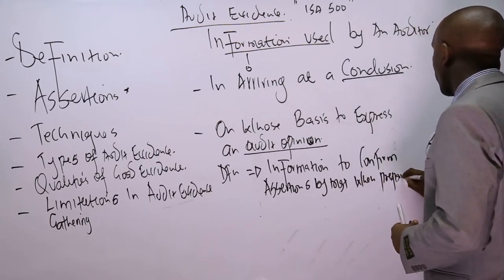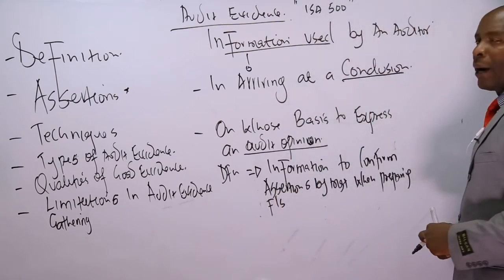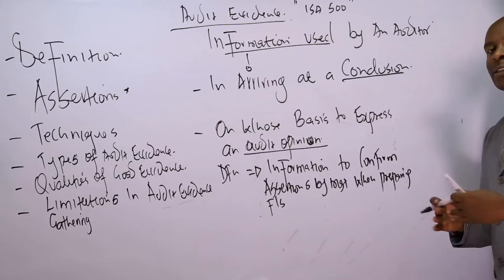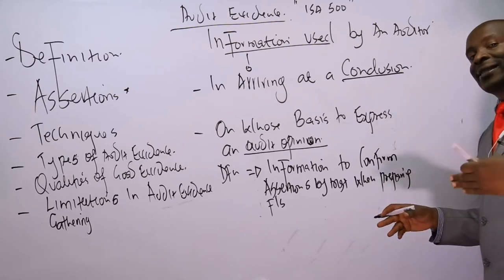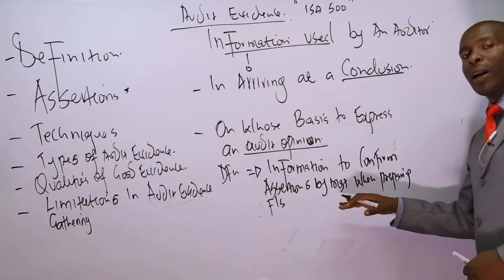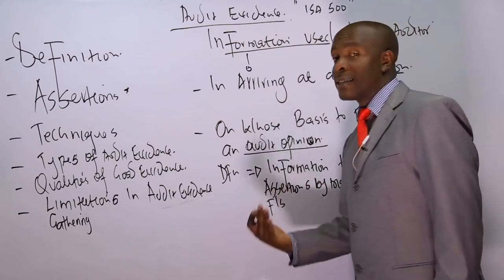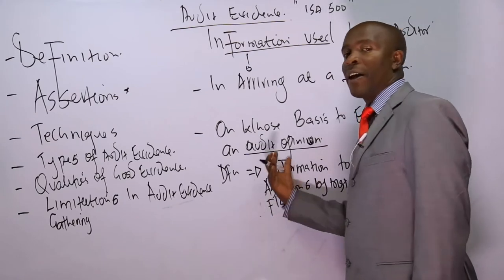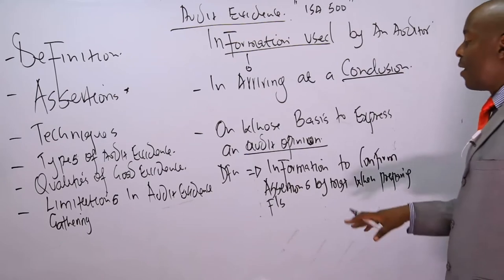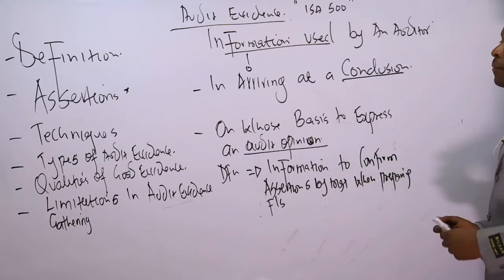When a manager in a company states something, it is the work of an auditor to collect evidence and confirm that statement. That statement made by the manager is what we call an assertion. If a manager says there is a motor vehicle in this company that does exist, then it is the work of an auditor to gather evidence to confirm that particular fact. If the auditor cannot confirm that fact, then the information cannot confirm the assertions made by the directors, and therefore he has not enough evidence.